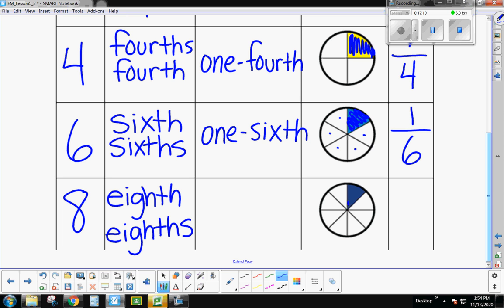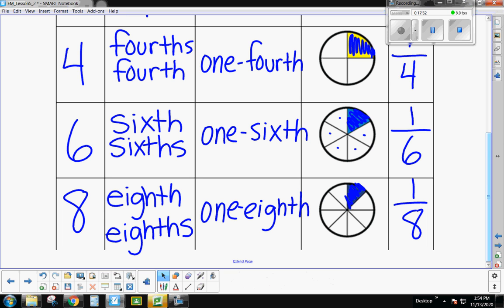Now, if I'm going to talk about just one out of those 8 pieces, I call it 1/8. Oops, I spelled that one wrong. I was looking at it, I was like, that doesn't look right. E-I-G-H-T-H. There we go. 1/8. And if I write that as a number, 1 out of 8. Or 1/8.